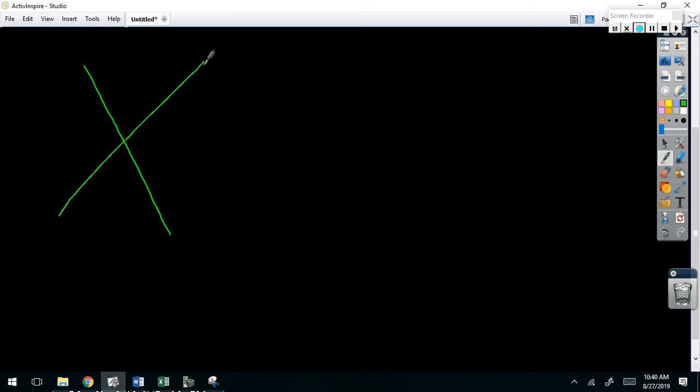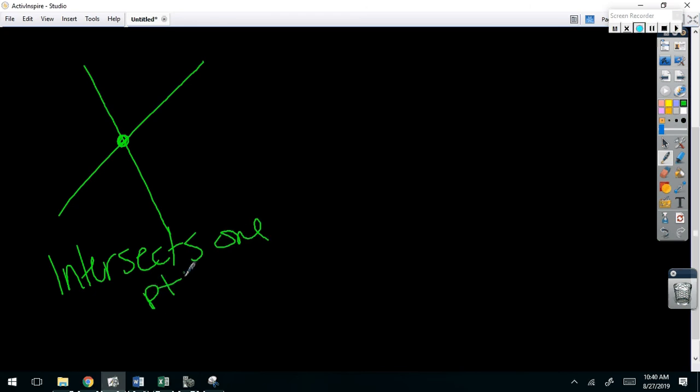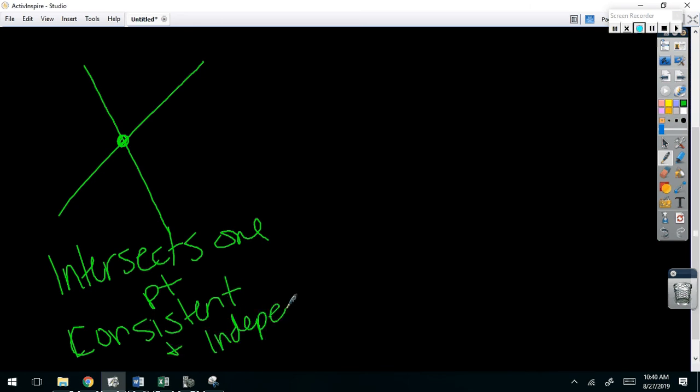Of course, the one that we just did had one intersection point, right? So this intersects at 1 point. This is called a consistent system. Actually, consistent and independent. It has one and only one solution.